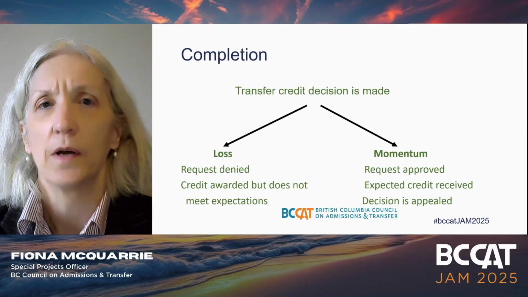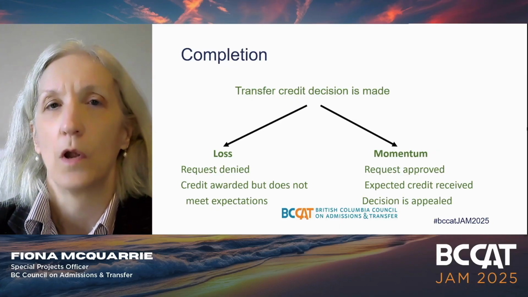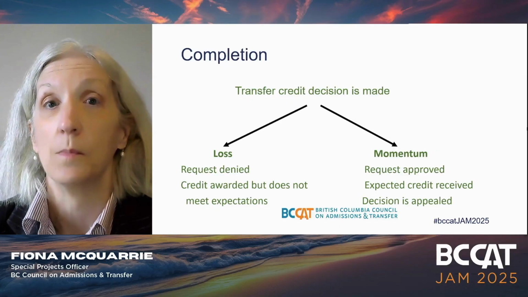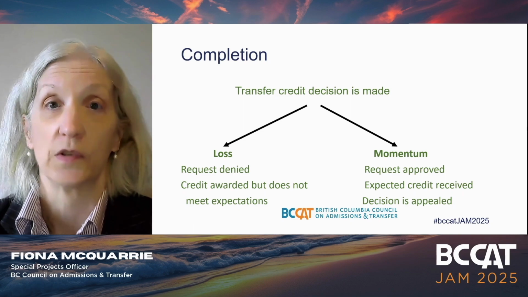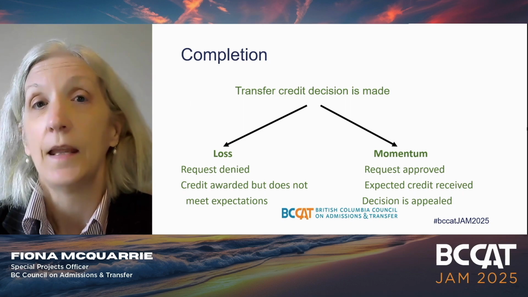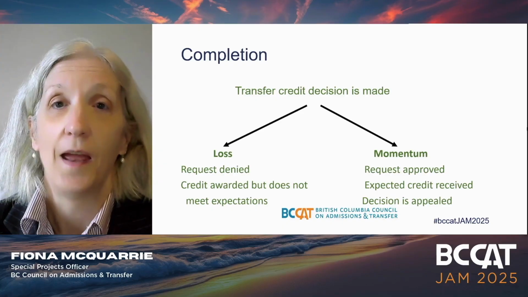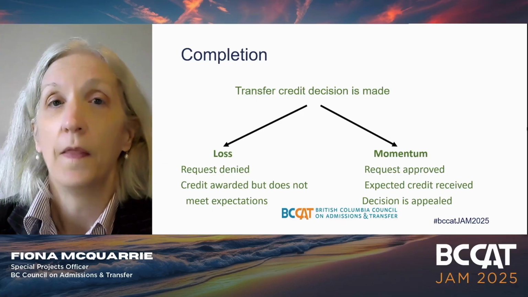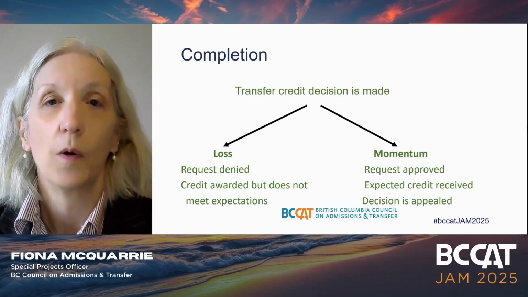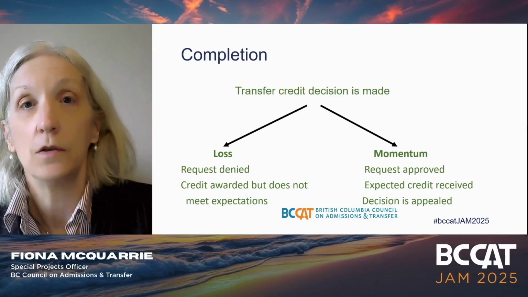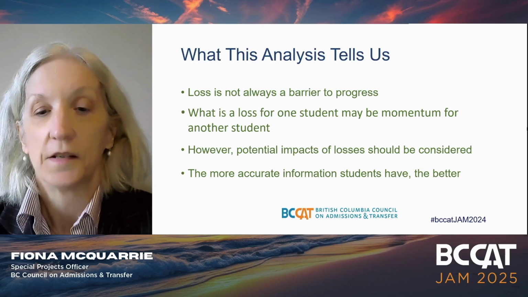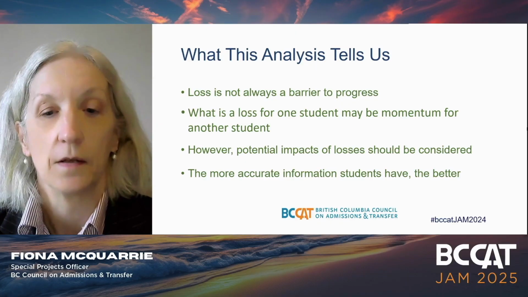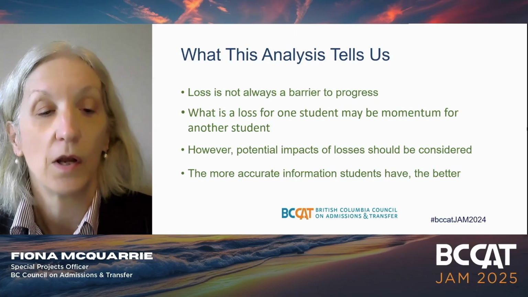But there's also a possibility here for a loss to be converted into momentum because the student may have the opportunity to appeal the transfer credit decision. And even if they appeal the decision and it's not successful, they would gain transfer capital from that experience, and that could lead to momentum further on. So what this analysis tells us first is that loss is not always a barrier to progress.